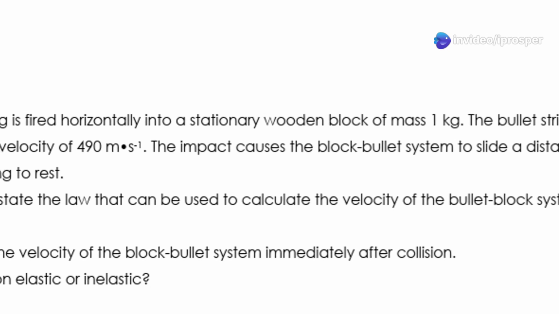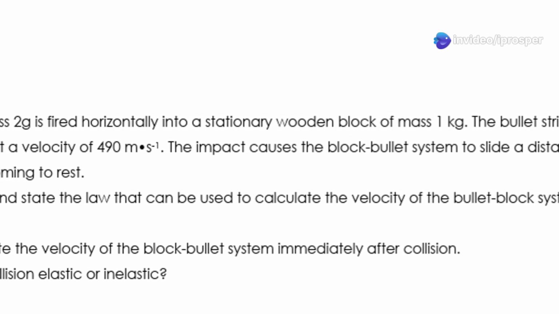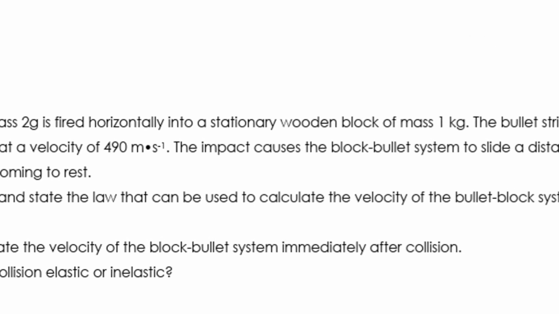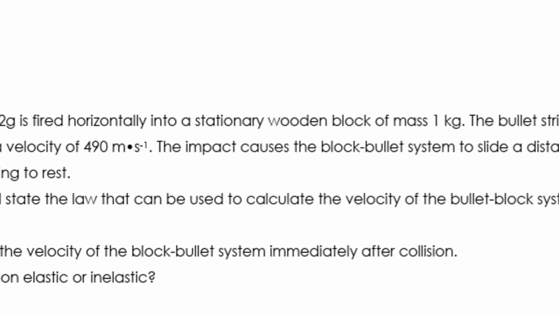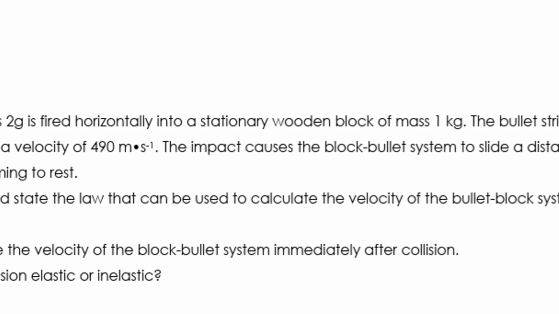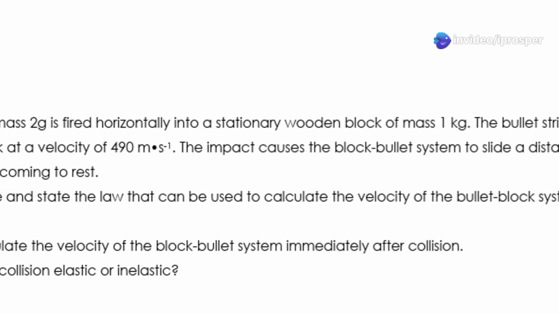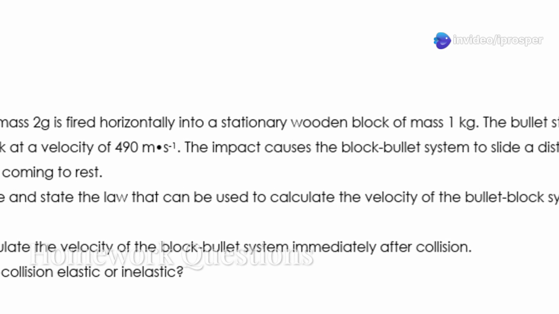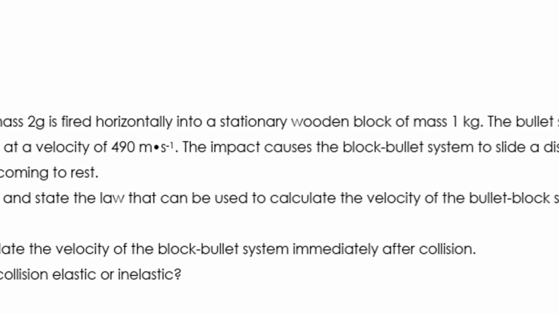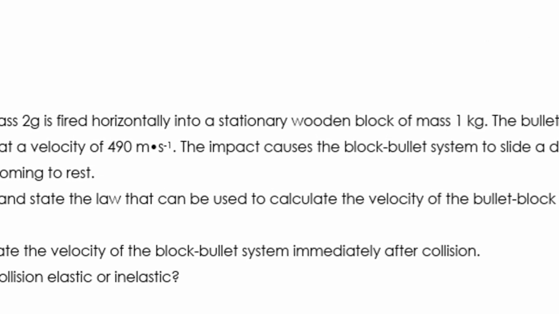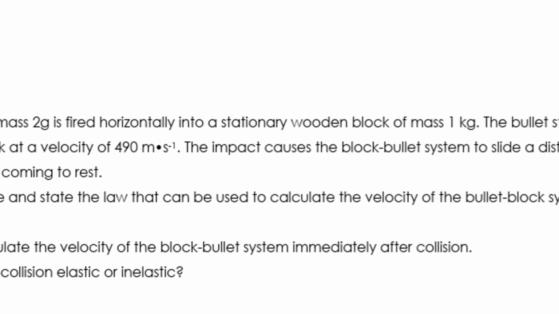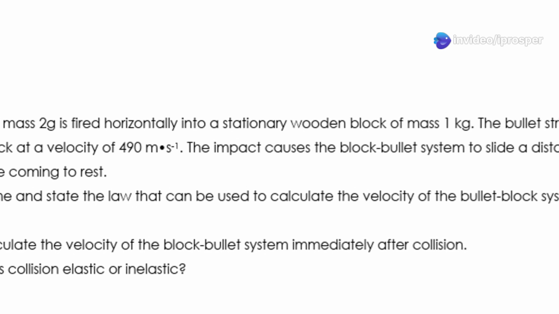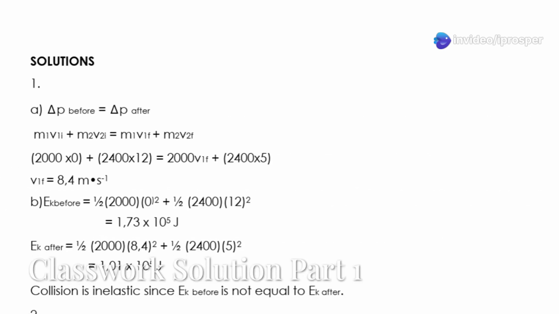Homework. A bullet of mass 2 grams is fired horizontally into a stationary wooden block of mass 1 kilogram. The bullet strikes the wooden block at a velocity of 490 meters per second. The impact causes the block bullet system to slide a distance of 20 centimeters before coming to rest. Name and state the law that can be used to calculate the velocity of the bullet block system after collision. Calculate the velocity of the block bullet system immediately after collision. Is this collision elastic or inelastic?